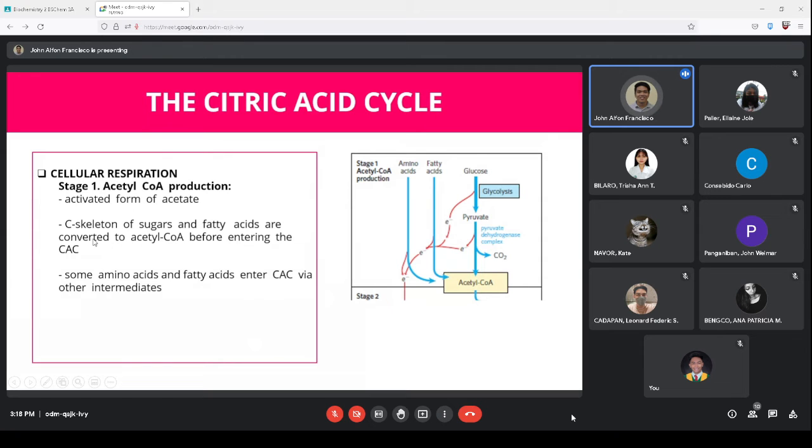C skeleton of sugars and fatty acids are converted to acetyl-CoA, entering CAC.